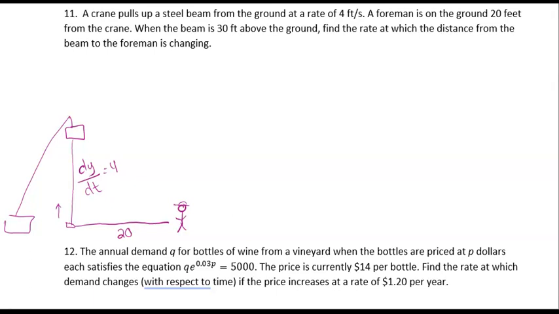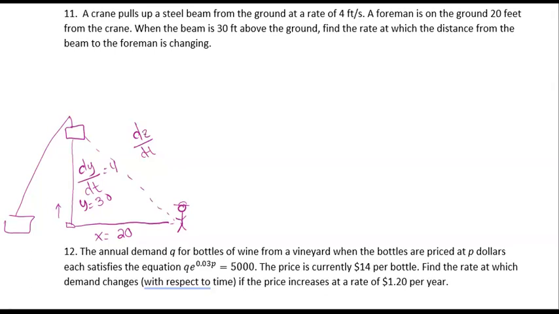Okay, we got that. It says when the beam is 30 feet above the ground. So when y is equal to 30, the foreman is still standing there. So x is still equal to 20. Find the rate at which the distance from the beam to the foreman is changing. So that is this distance right here. And I'm going to call that z. So dz over dt.